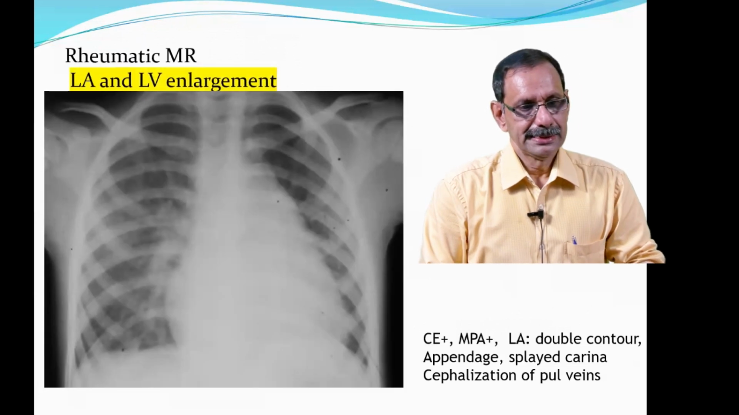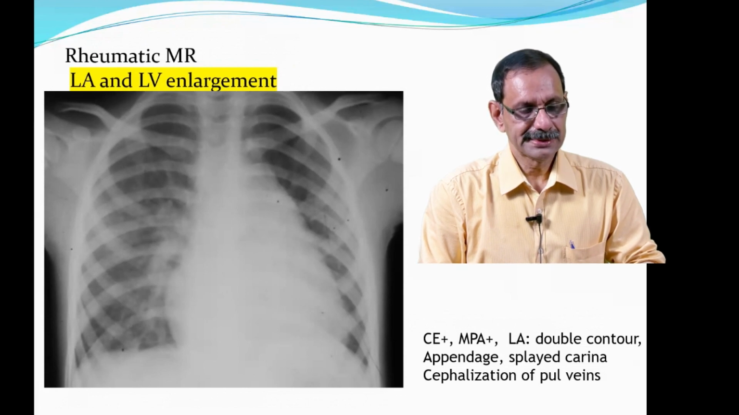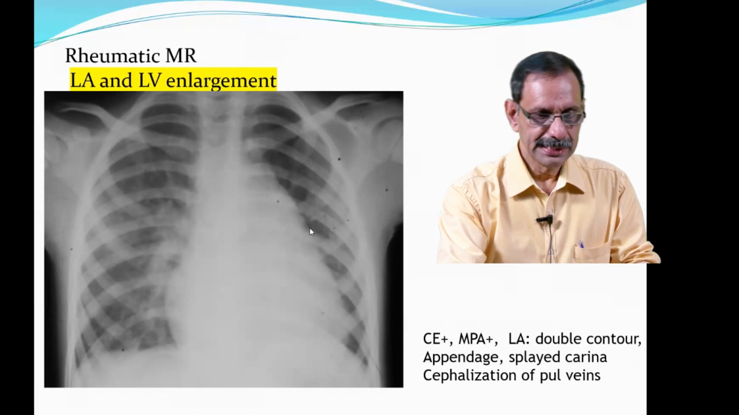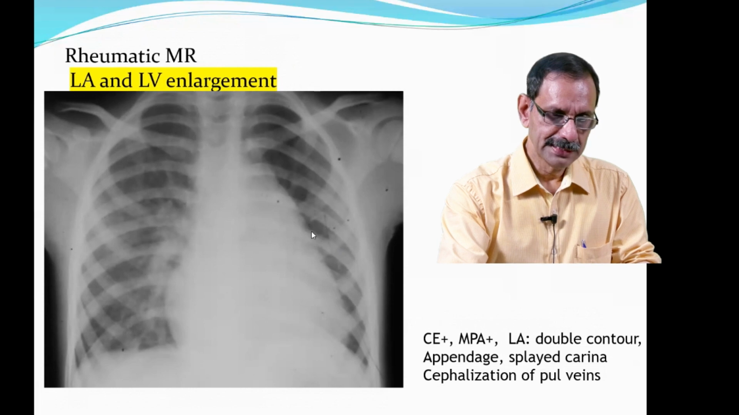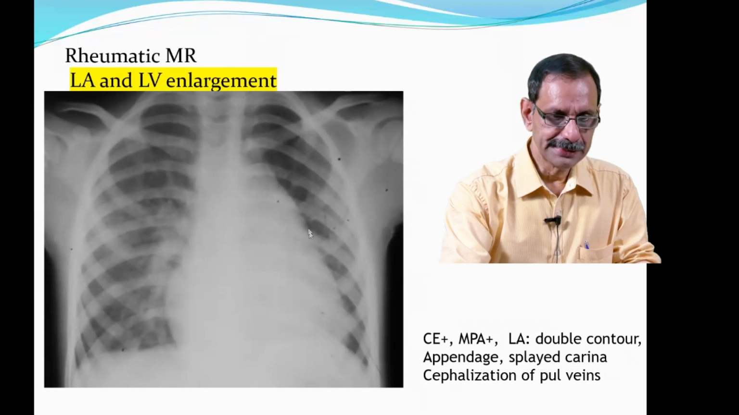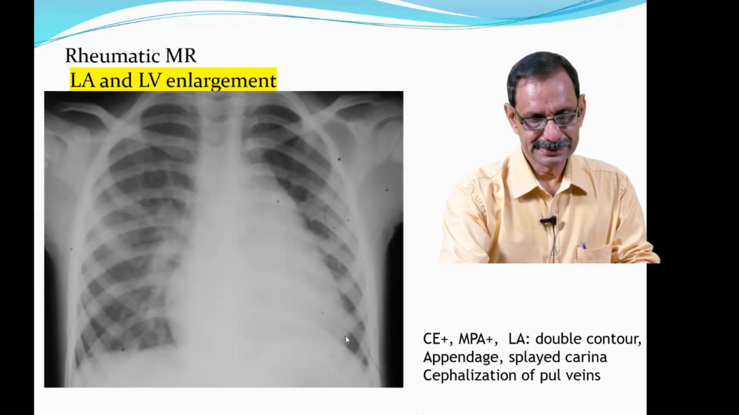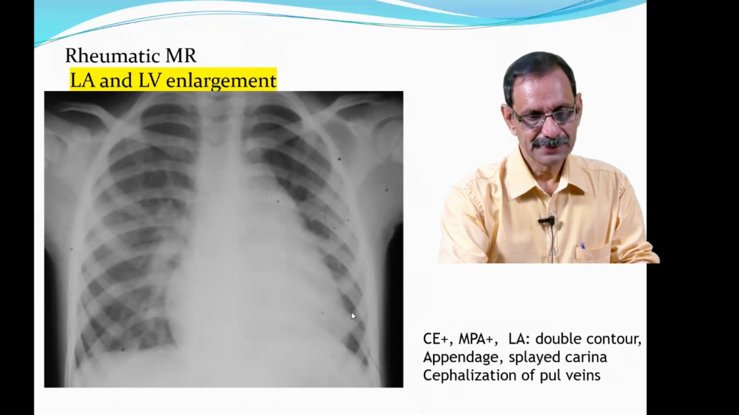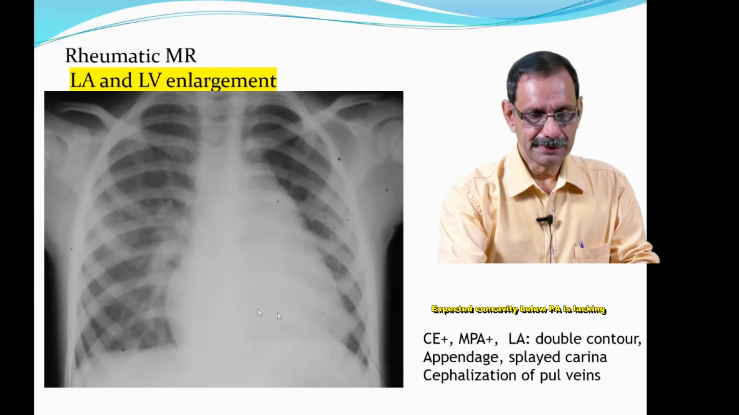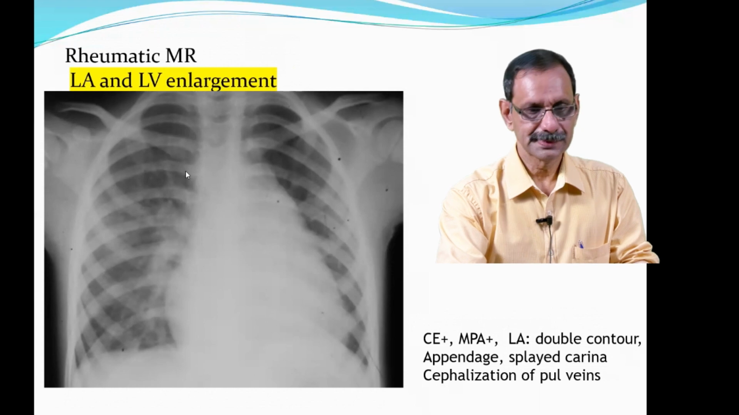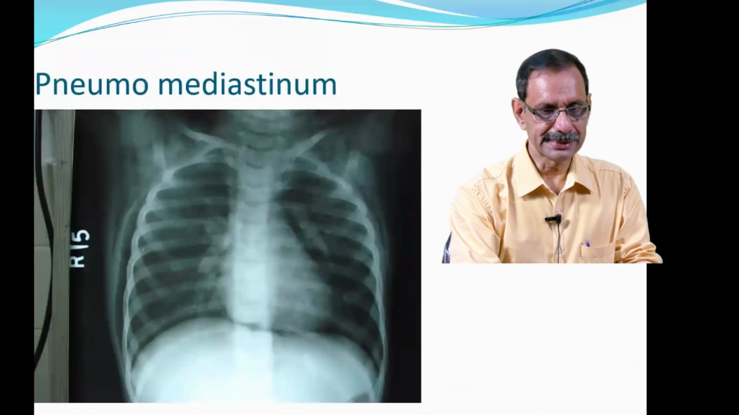Mitral regurgitation: there is left atrial and left ventricular enlargement. See, cardiac enlargement is there. Main pulmonary artery is prominent, and actually we expect a slight dip here. This dip possibly is not there, and then the left ventricle is sort of rounding off here. So this is indicative of, one, cardiac enlargement, second, left atrial enlargement and left ventricular enlargement, and there is increased vascularity. So this is the X-ray of mitral regurgitation.